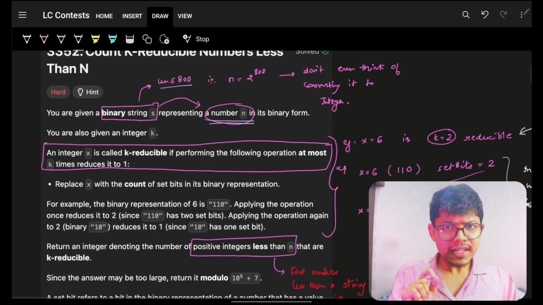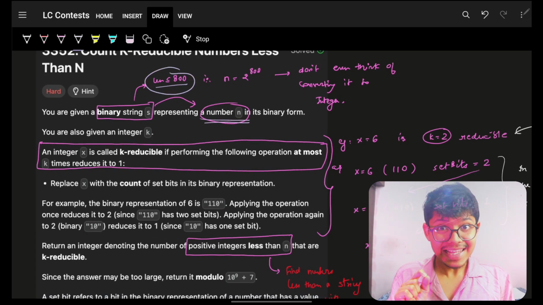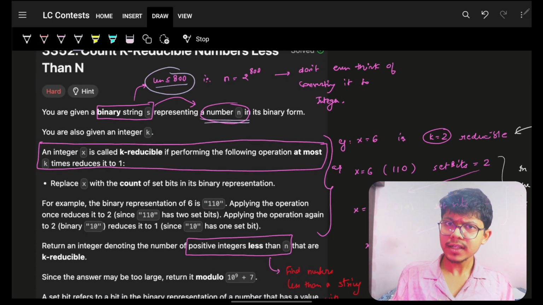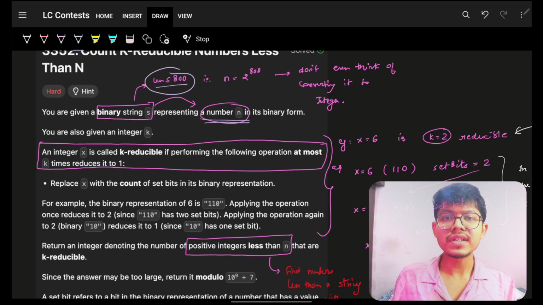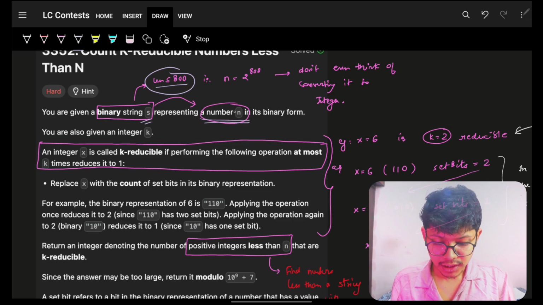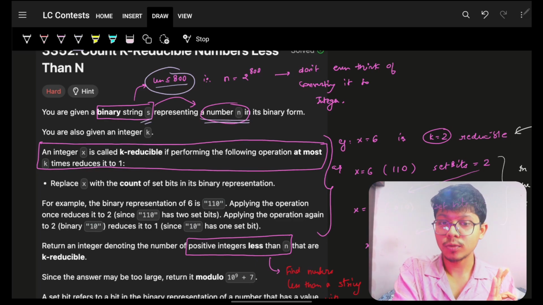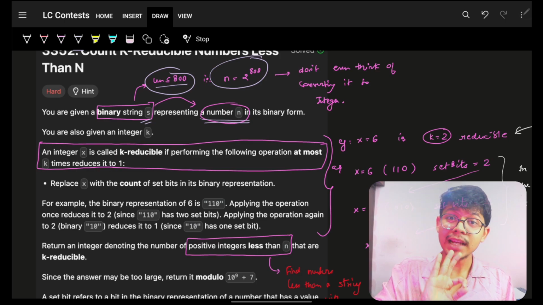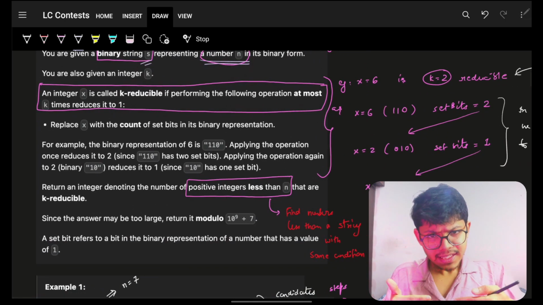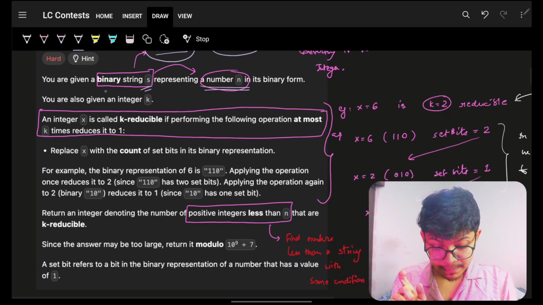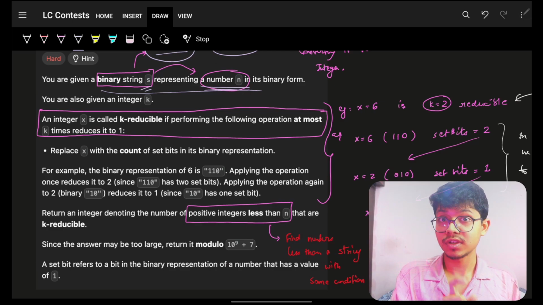So ultimately, with the fact that the length of the binary string is less than or equal to 800, you realize that you obviously cannot convert this string to a number directly. That's not possible because that number will be very large. Now, let's see further. Again, this is a very big hint of what can be used. Just one line, the first line, gave a very big hint.